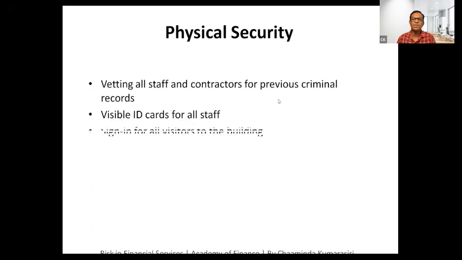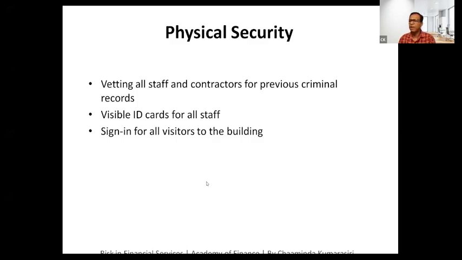Then the physical security is not very difficult. So you need to be sure of the people, do some validation tests, background checks to understand the people's previous records. Then to avoid unauthorized people accessing the areas, having visible ID cards.